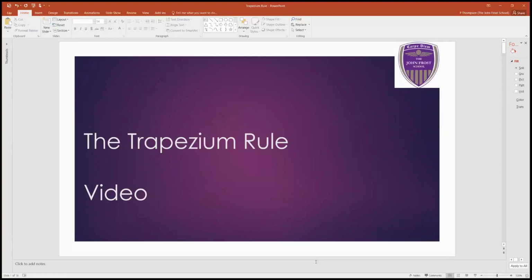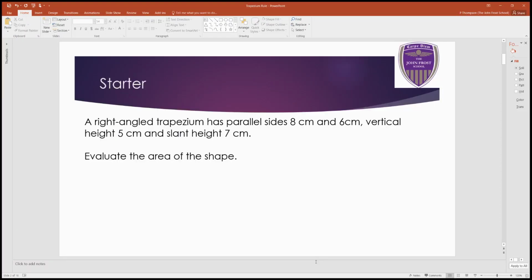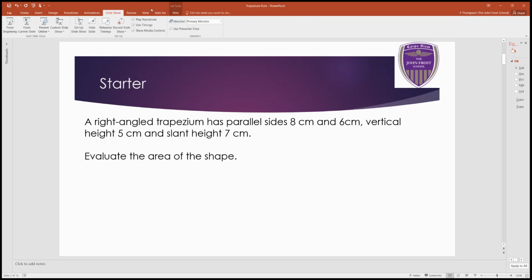Okay, welcome to this video on the trapezium rule. So, quick starter. Pause the video, have a go, and then come back when you're ready.